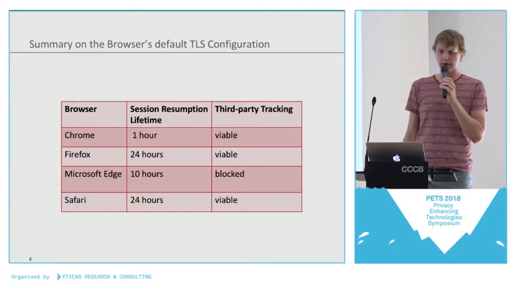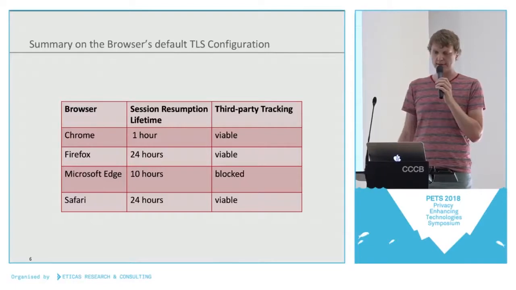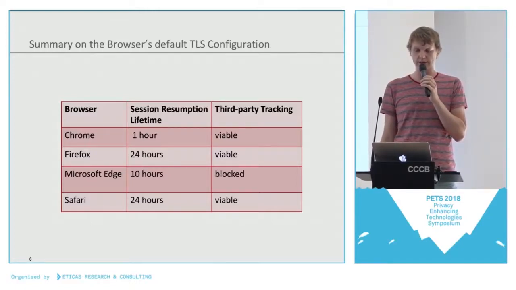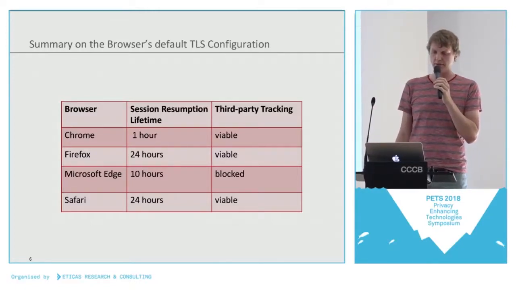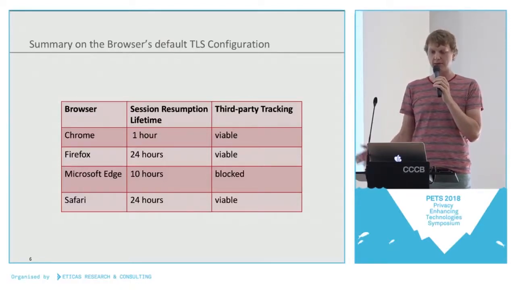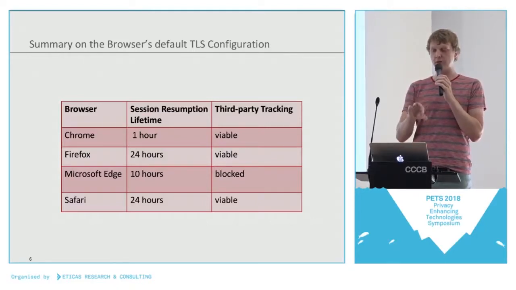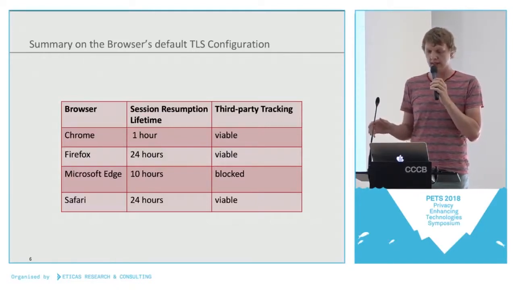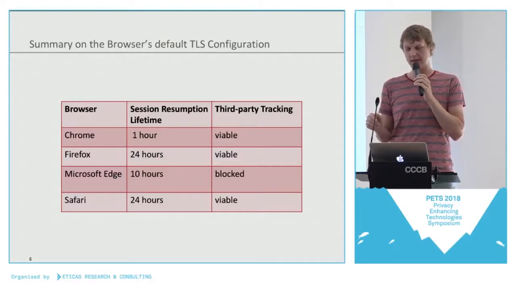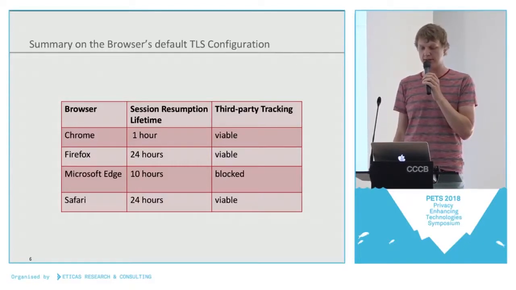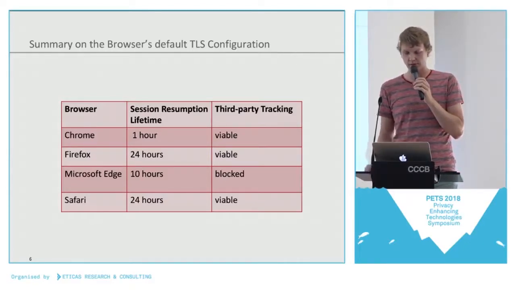Here's a summary of my results for the most popular browsers. You see that Firefox and Safari allow tracking periods of 24 hours. And you see furthermore that third-party tracking is viable across the majority of browsers. Within the evaluation of all 48 browsers, only 6 browsers did not allow third-party tracking. Microsoft Edge is a real exception in this data set, which is caused by the sandboxing mechanisms.